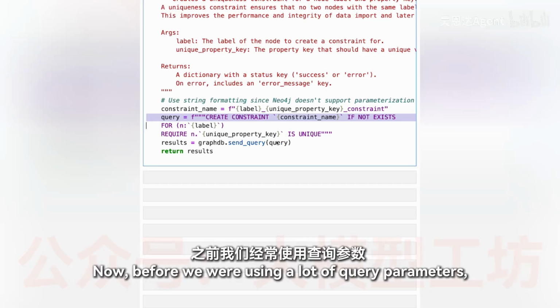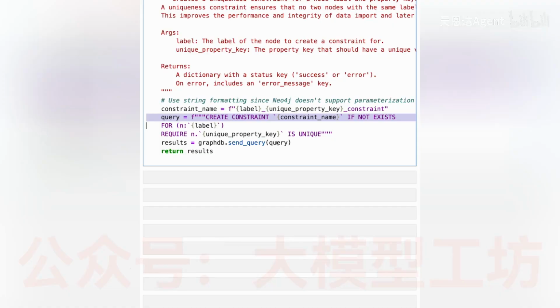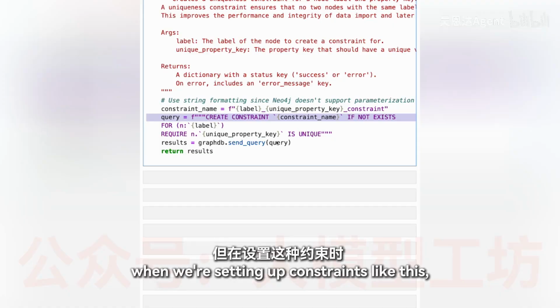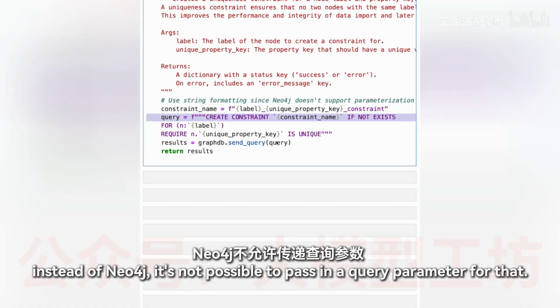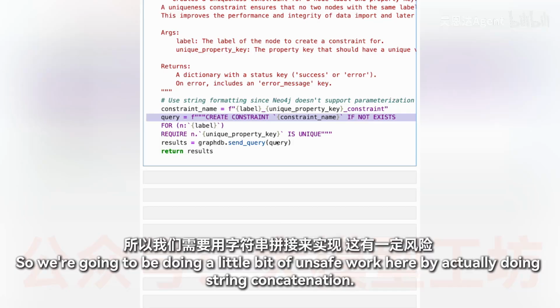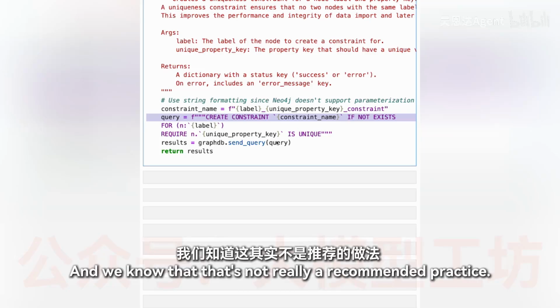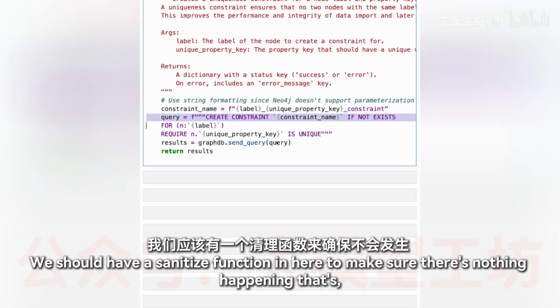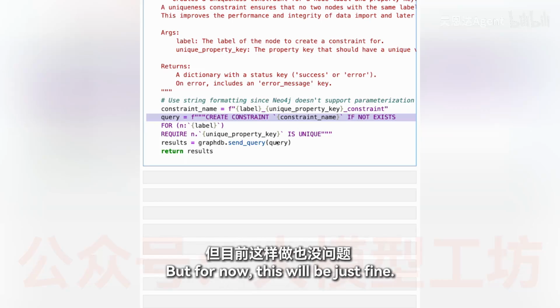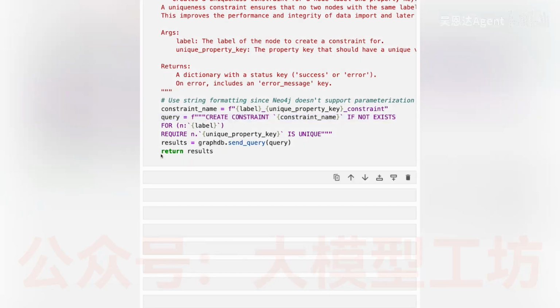Now, before we were using a lot of query parameters, but when we're setting up constraints like this in Neo4j, it's not possible to pass in a query parameter for that. So we're going to be doing a little bit of unsafe work here by actually doing string concatenation. And we know that that's not really a recommended practice. We should have a sanitize function in here to make sure there's nothing bad happening. But for now, this will be just fine.